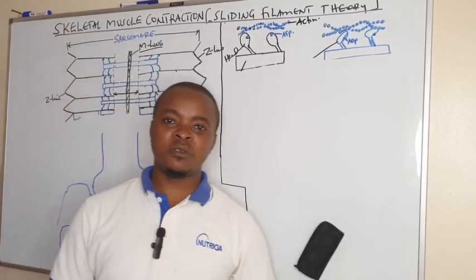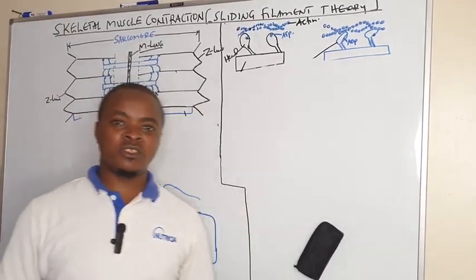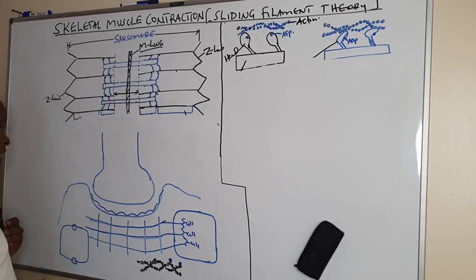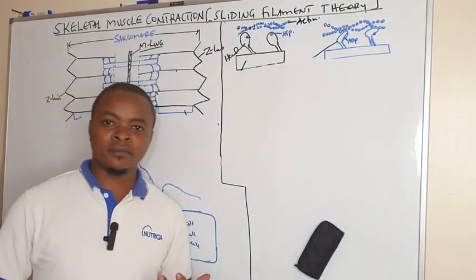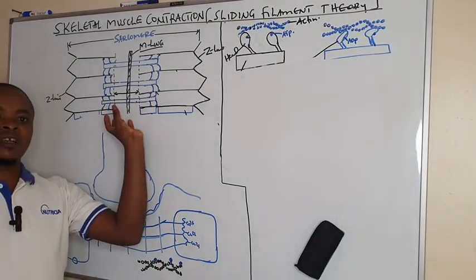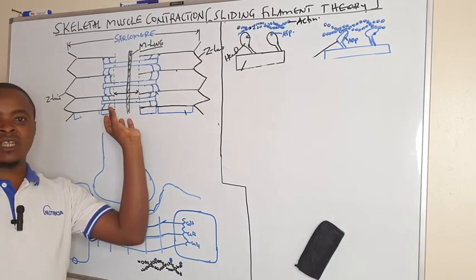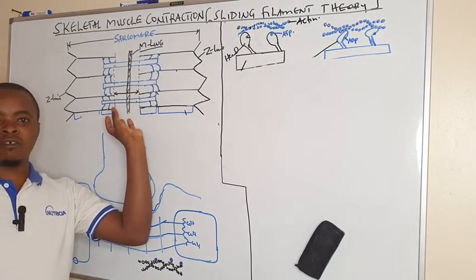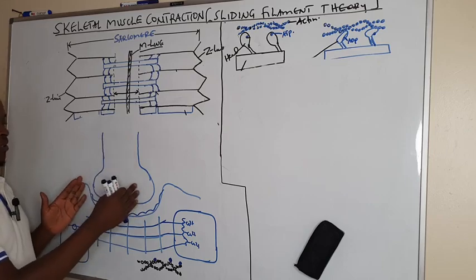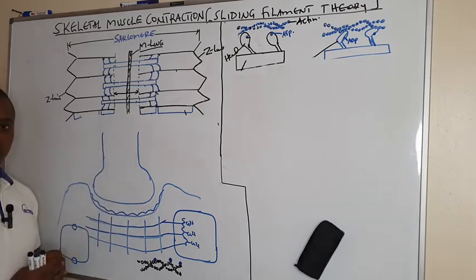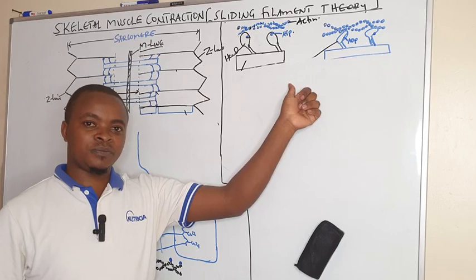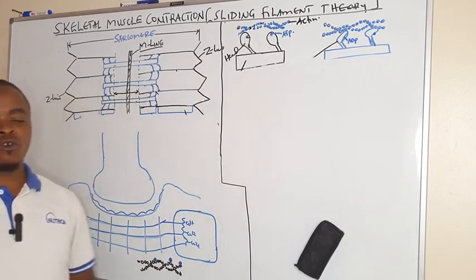Today, let us dive into skeletal muscle contractions, or what we can call sliding filament theory. In this session, we are going to look at the brief structure of a functional unit of a skeletal muscle, which is known as the sarcomere. Then we are going to look at how impulses transmit across the neuromuscular junction. Then we shall finish with the sliding filament theory of muscle contraction.